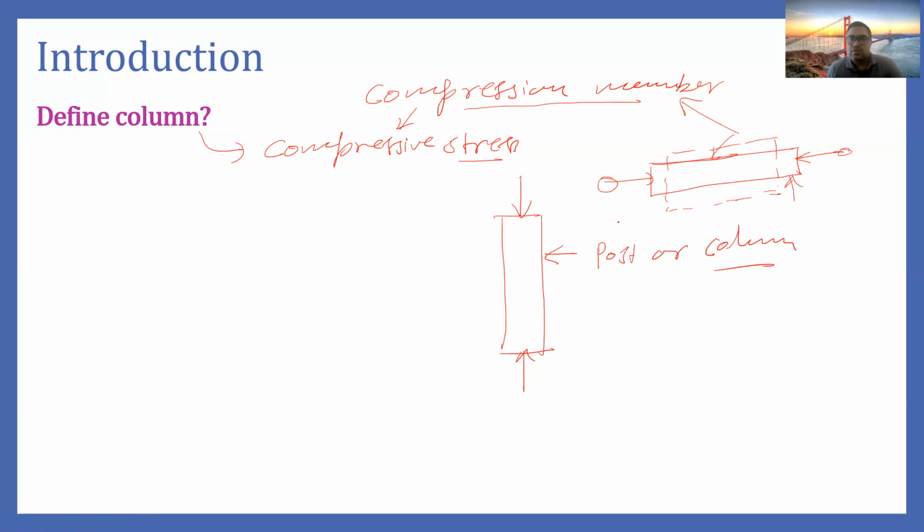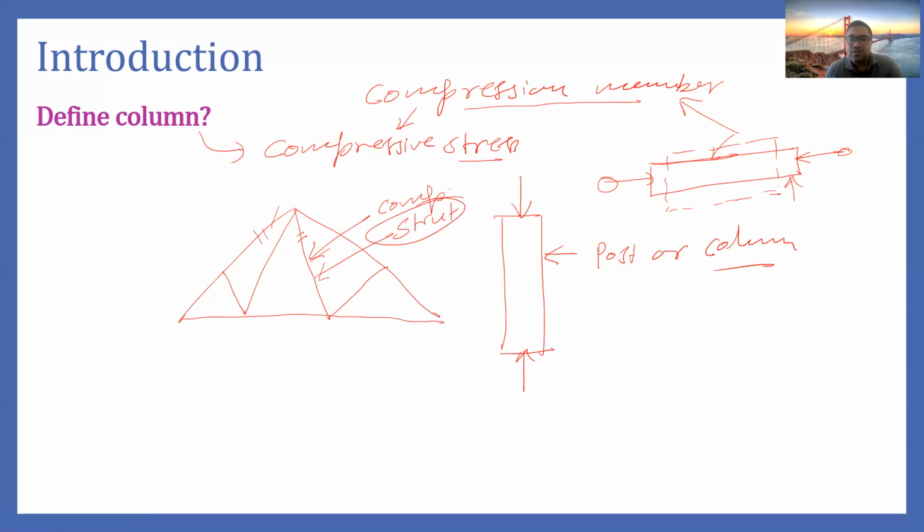Inclined members can also be applied compression force. For example, if we have the truss members, we know that in the truss we are required to calculate forces in various members of the truss. Some of the members are in tension, some of the members are in compression. For example, if this member is in compression, and because this is inclined, this will also be known as compression member, but it has a specific name. This member will actually be known as strut.